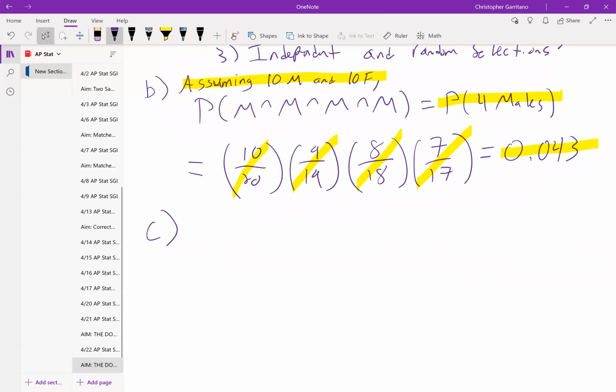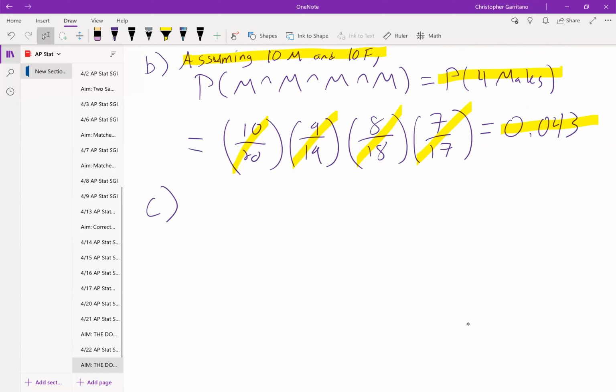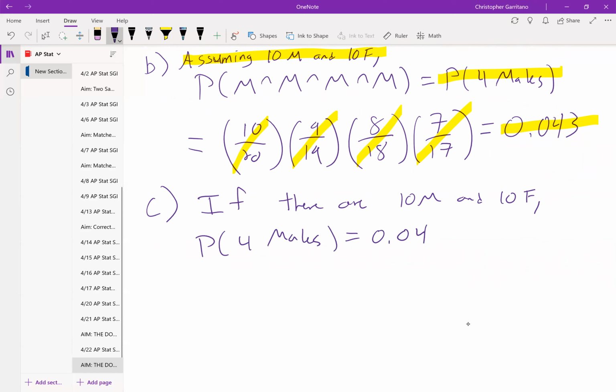Now, for part C, we want to say that if there are 10 males and 10 females, the probability of 4 males is equal to 0.043. So basically, I'm restating what we got in part B, because the question did ask us to use that result as an argument for or against equal distribution of males and females. So if there were 10 males and 10 females, the probability of 4 males would be 0.043.